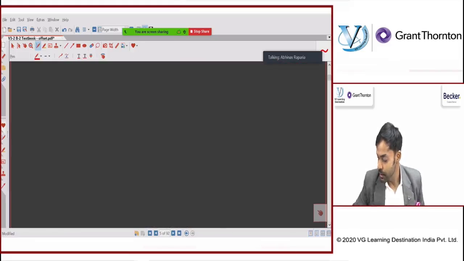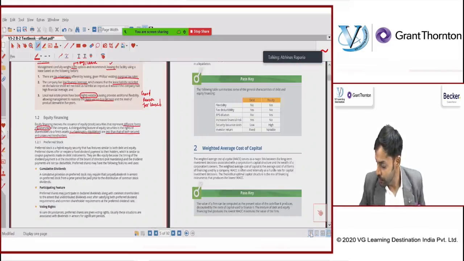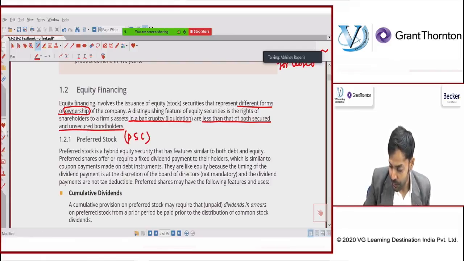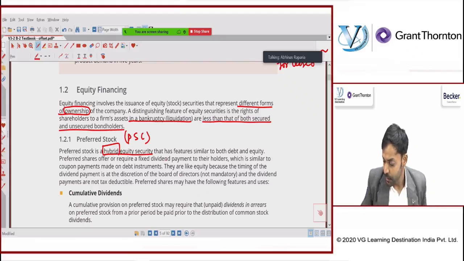Here there are two categories. We have the secured, we have the unsecured, we have the preferred, and then we have the equity. First is the preferred, which in India we call the preference share capital, right? Preferred stock is a hybrid equity security that has features similar to both the debt and the equity. It has a component of both the debt and equity.